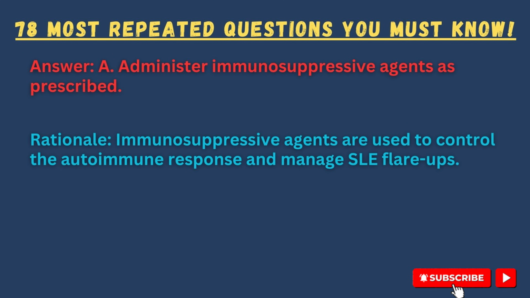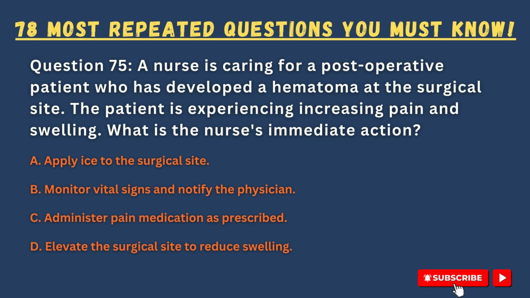Answer. A. Administer immunosuppressive agents as prescribed. Rationale. Immunosuppressive agents are used to control the autoimmune response and manage SLE flare-ups. Question 75. A nurse is caring for a post-operative patient who has developed a hematoma at the surgical site. The patient is experiencing increasing pain and swelling. What is the nurse's immediate action?